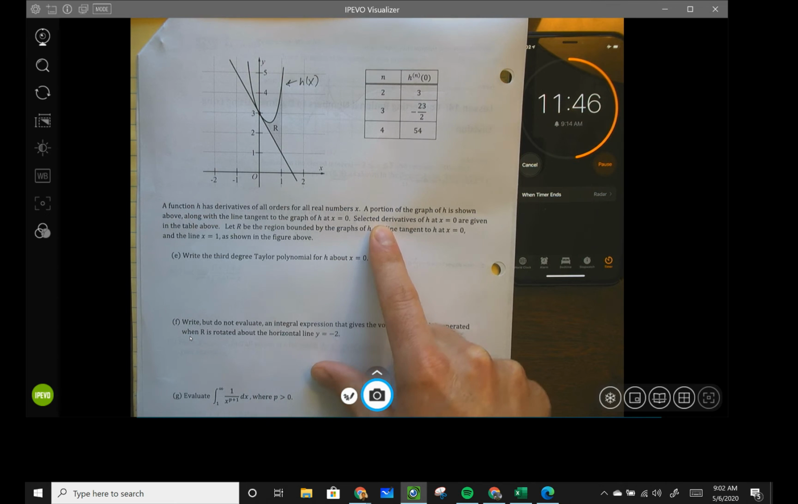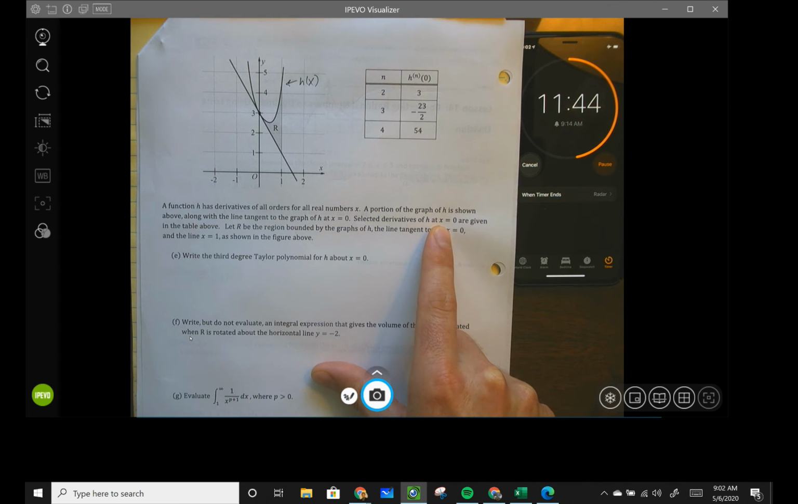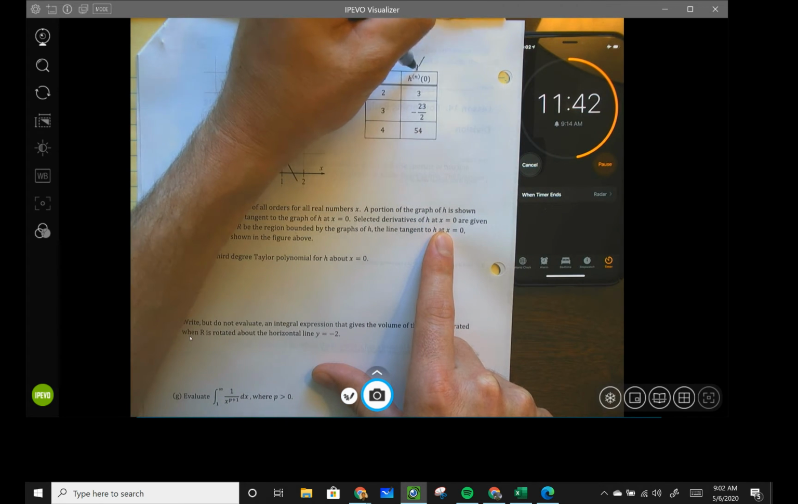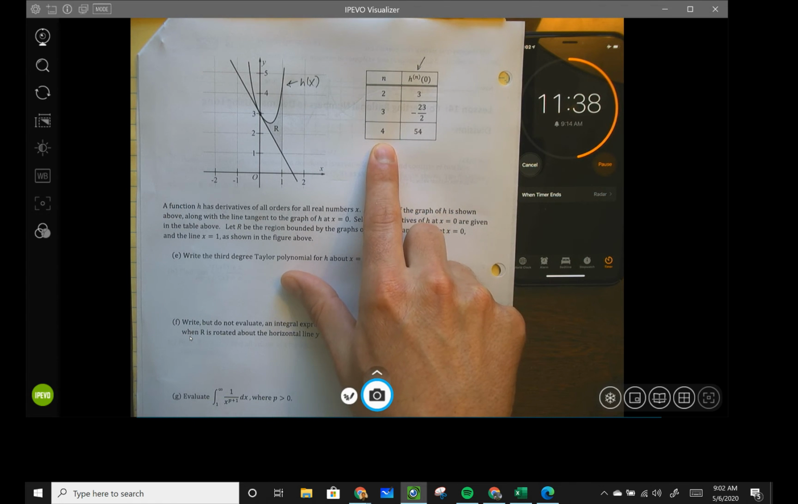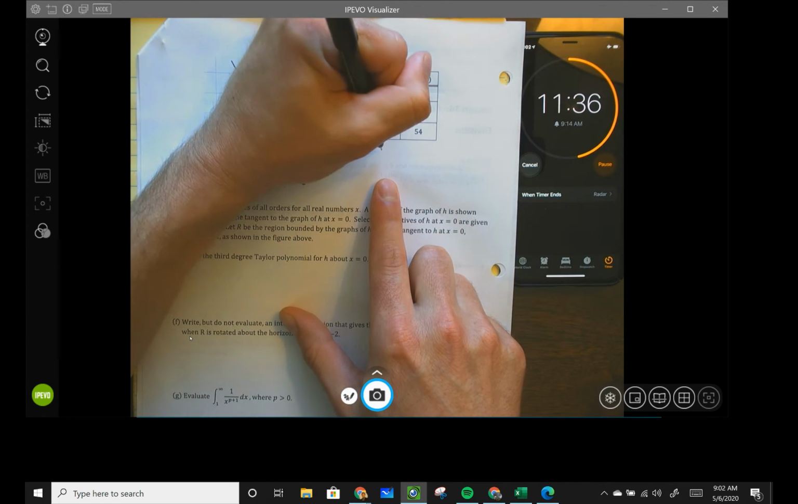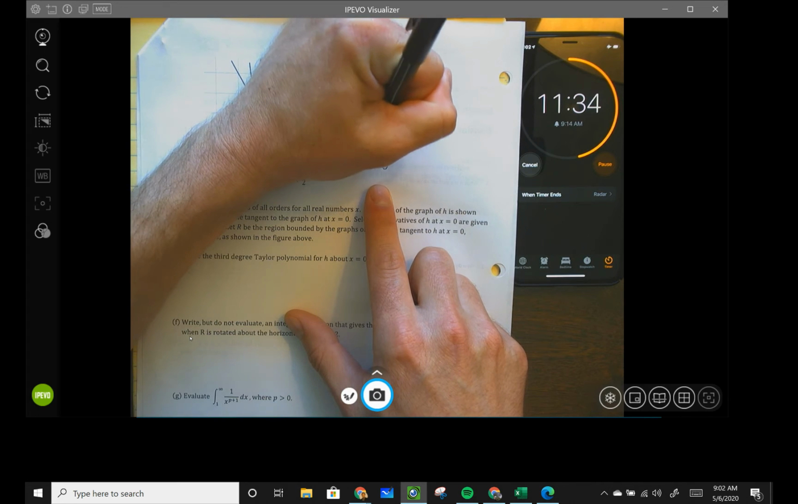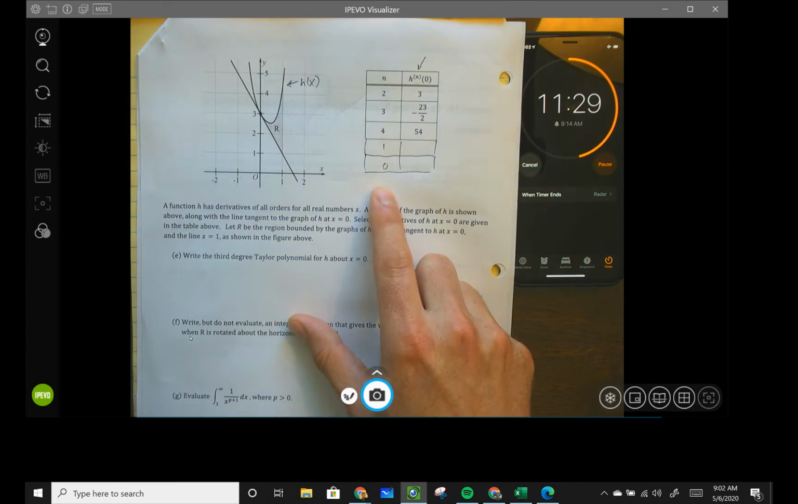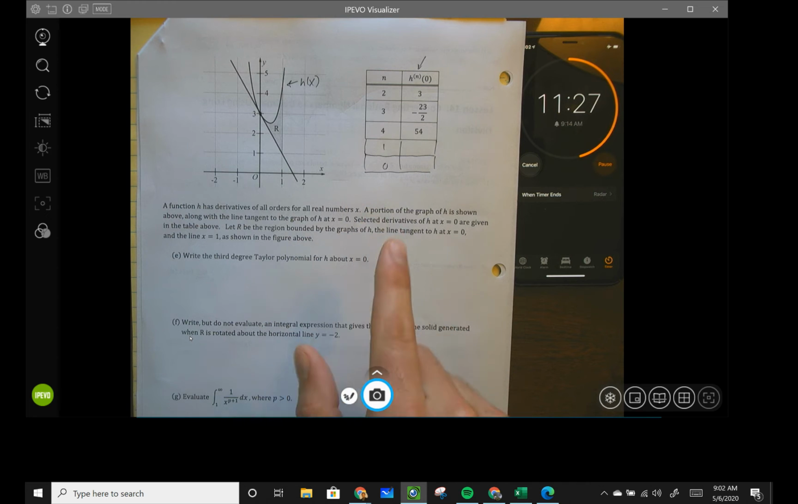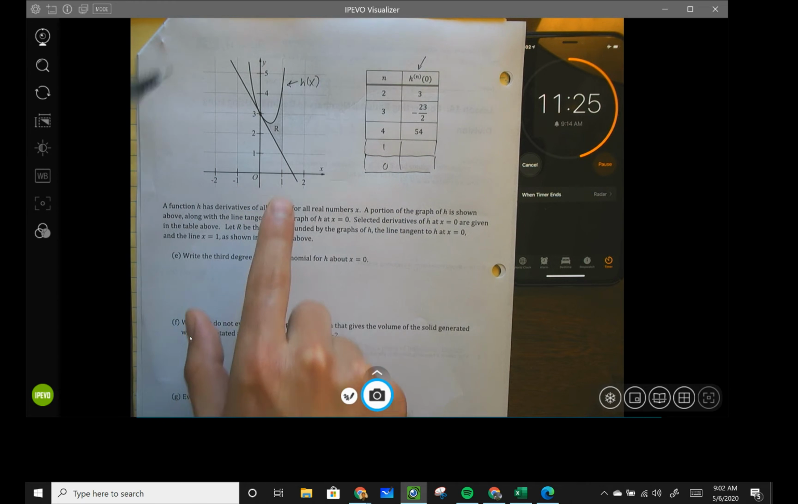Okay, selected derivatives. So this is like the nth derivative, right? We've got the second derivative here, and we've got the third and the fourth. Well, I think we should continue it and write down 1 and 0, because this, to me, has the feel of a Taylor polynomial, where you're going to need to know the nth derivatives. So the first derivative is the slope of the tangent line, and that's what they gave us.